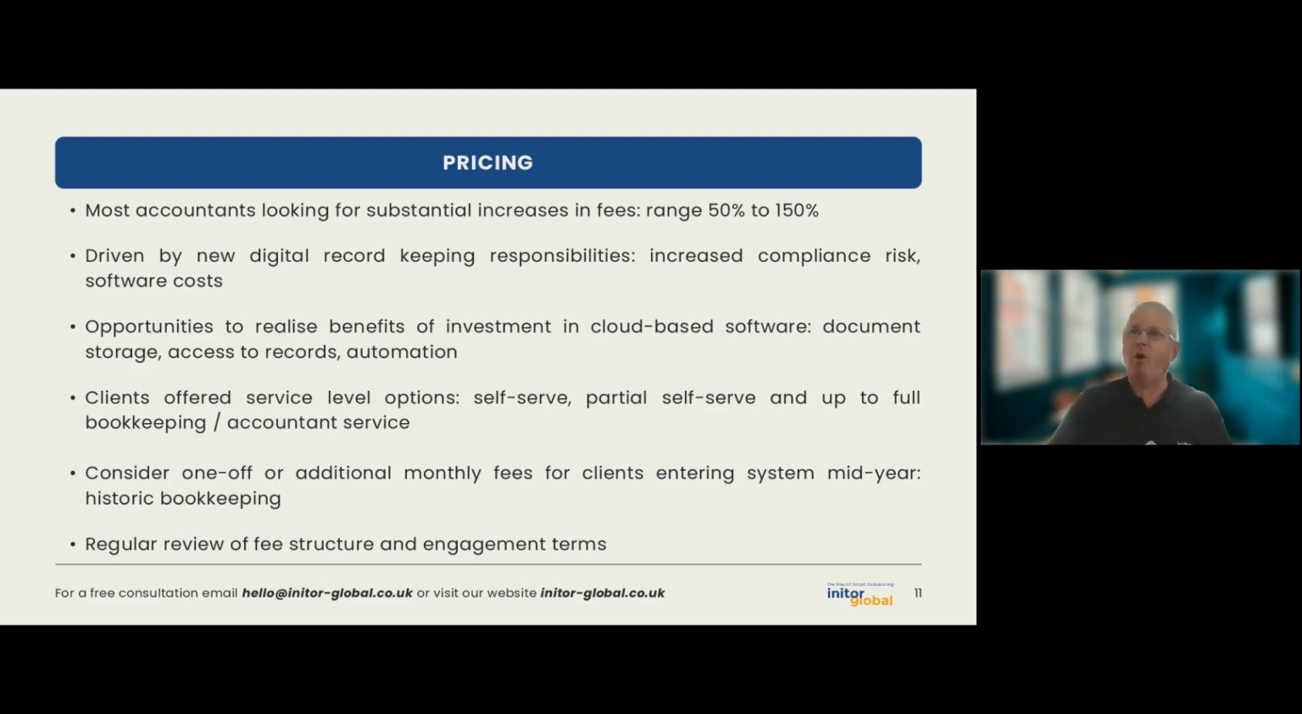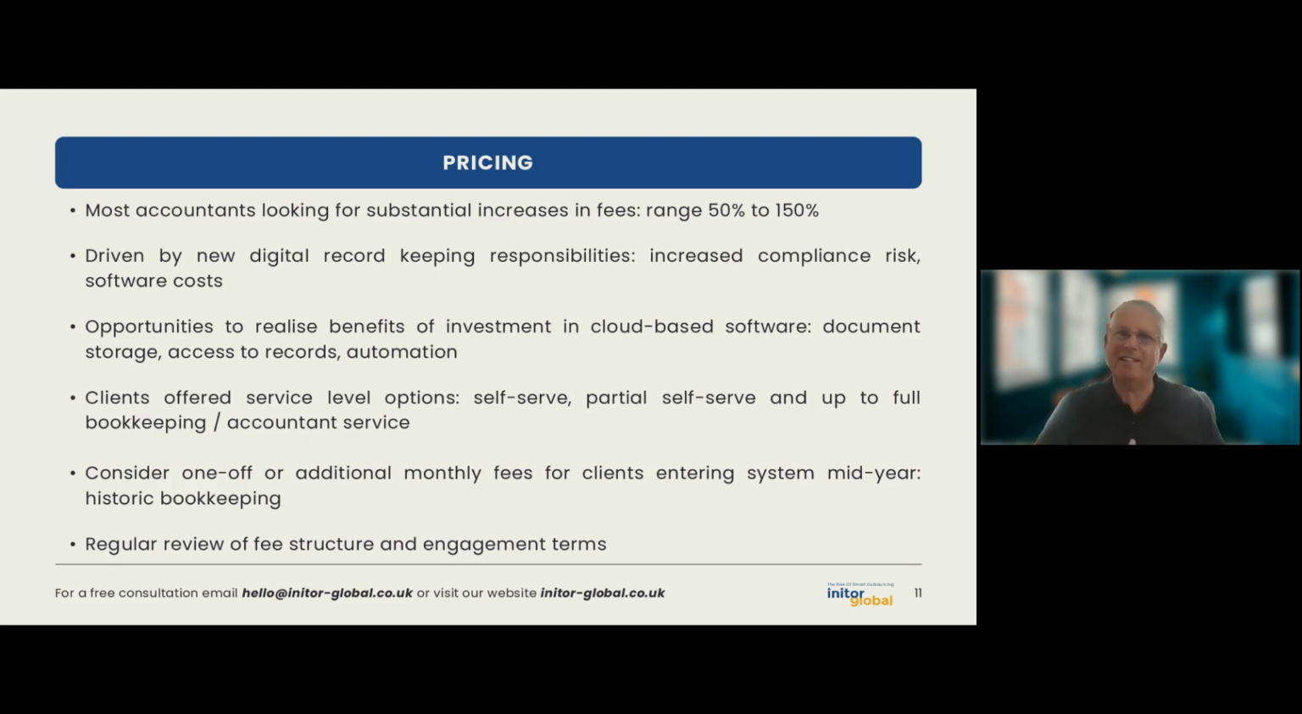In terms of pricing, offer your clients a range of service level options from self-service, partial self-serve up to full bookkeeping and accounting service. And of course, it's important to make sure that your clients fall into the right pricing category. Make sure you consider one-off or additional monthly fees for clients entering the system mid-year, or any with historic bookkeeping needs as well. So it's not going to be a linear introduction to MTD IT. There are going to be people coming into the regime throughout the year, and you will need to make sure arrangements are in place to deal with those.